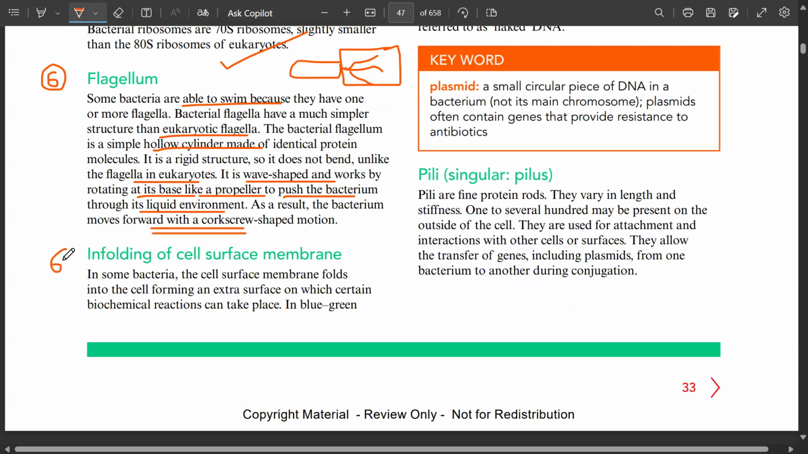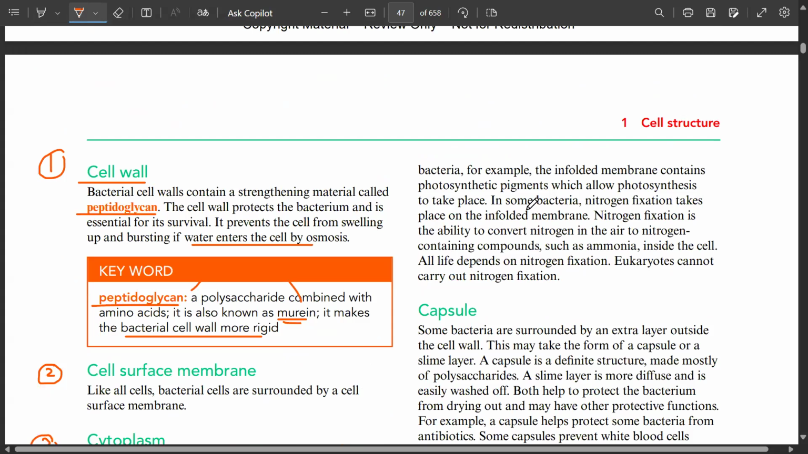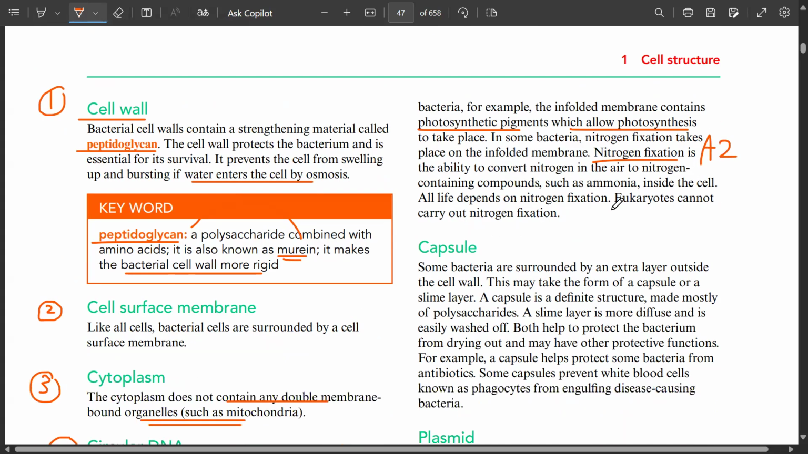Then the different infoldings inside the cell surface membrane, they are a site for biochemical reactions. You don't need to study the detail, but why are these cell surface membranes inner folded? You just have to remember that they are very important for some biochemical reactions such as aerobic respiration and all of that, because they also contain photosynthetic pigments which allow photosynthesis to take place as well. Then nitrogen fixation, you'll study in A2, is a very important bacterial process as well, which eukaryotes do not have.